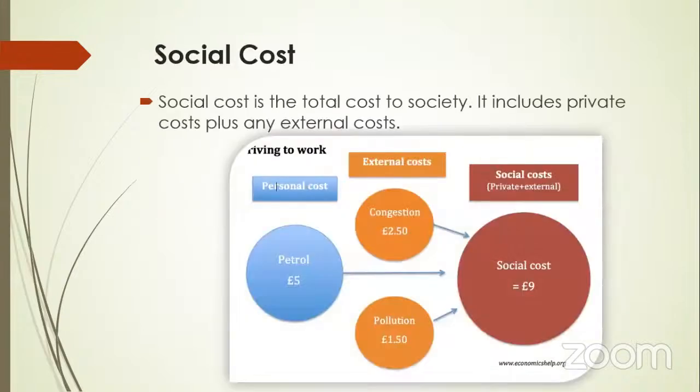So let's understand social cost. Social cost is the total cost to society, which includes private cost plus external cost. If you notice, this example, which I picked up from Economics Help, also gives a dollar value, because that's what we have understood all our life: the number value. Driving to work has a personal cost, which is $5 for petrol. Because this is the US example, it's in dollars; you can look at it as rupees. External cost is congestion and pollution, which they have given a cost.